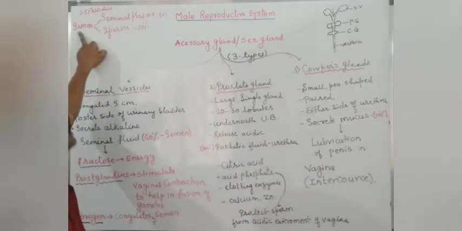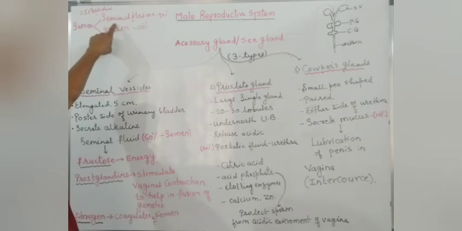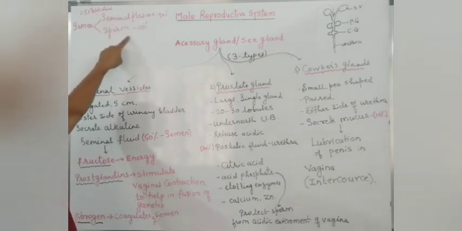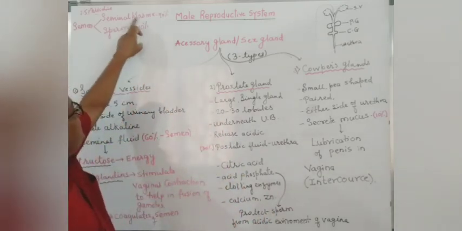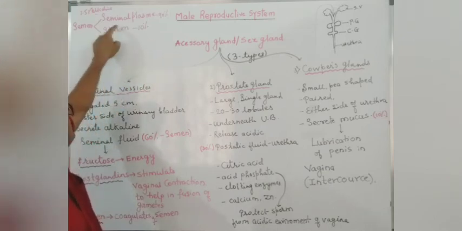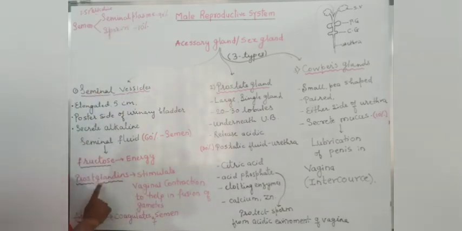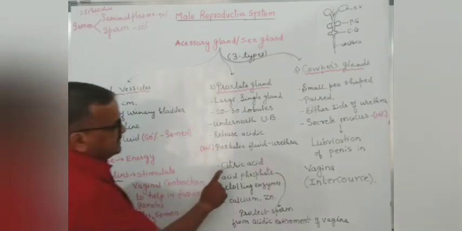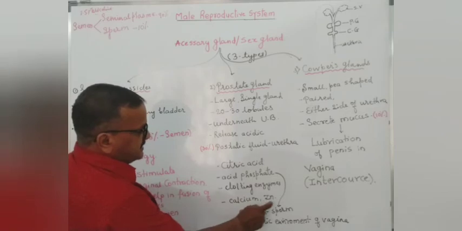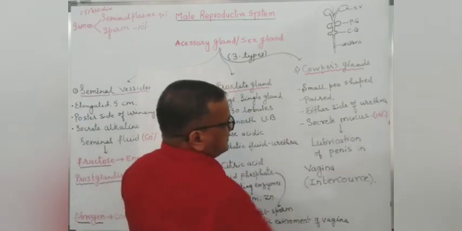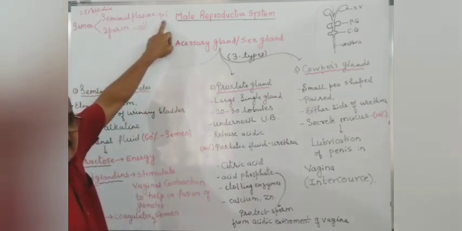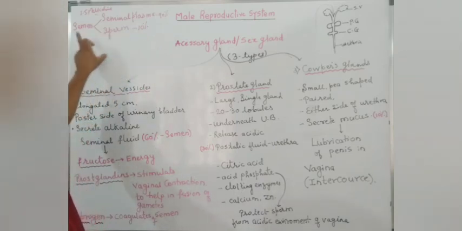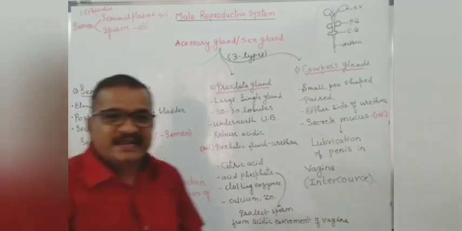Last one is semen. Semen consists of mainly two parts: seminal plasma and sperm. If you see the semen of any human being, it will contain 90% seminal plasma and 10% sperm. Seminal plasma means fructose, prostaglandin, fibrinogen, citric acid, acid phosphatase, clotting enzymes, calcium, zinc, and mucus. All these things make up 90%, and sperm will be 10% inside this semen. And the pH of semen is 7.5, that is, slightly alkaline in nature.